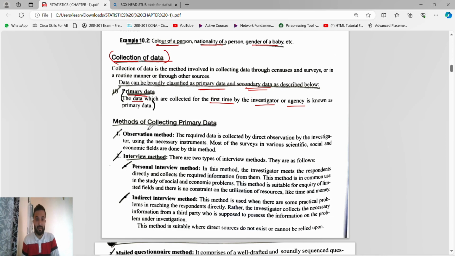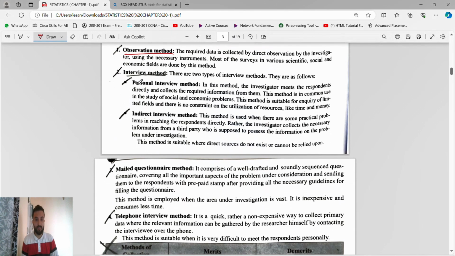Methods of collecting primary data: the observation method. Obviously you will go for many industrial trips, or if I send you for a survey, you will go, observe the things, then write, which is work you are doing for the very first time. The next is the interview method. Just remember the name. Interview method. Obviously, in the interview method, what is it, guys?